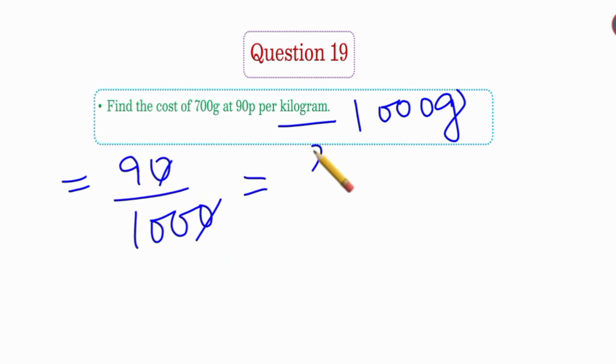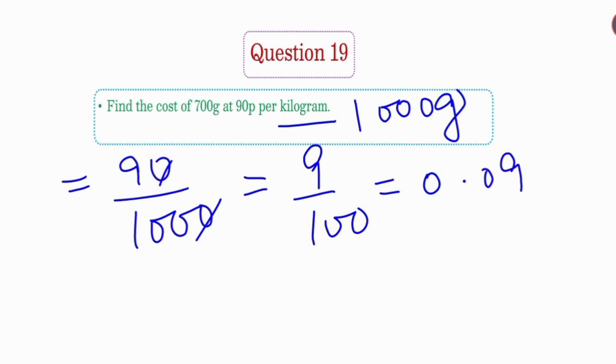Okay, that is 9 over 100. 9 divided by 100 gives you, obviously, 0.09. And this is the price for each gram. Now to find the price for 700 grams, you will just take 0.09 and multiply it by 700, and you will get the price for 700 grams.